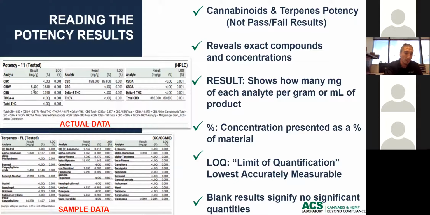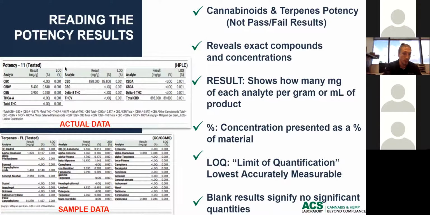But so to understand the potency results, we have 3 different columns for each of them here. The first column is always going to be the result in milligrams per gram. Anytime the compound was detected, we'll then give you that result there. Next to that, you have your percentage that identifies that same result in a concentration form of the total composition of that product.